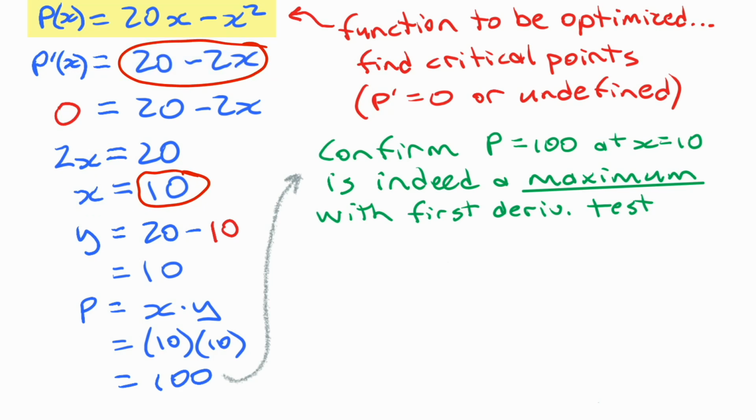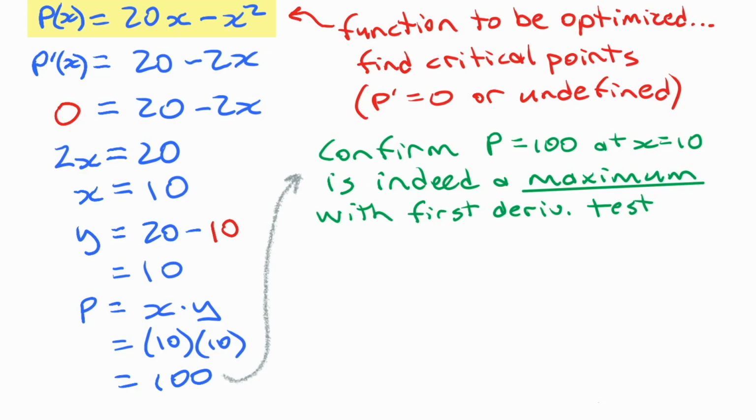You could put a 9 in here. 20 times 2 times 9 is a positive number. So you know it's going up on that side of 10, and then you could put a number on the right side of 10, 11, right? If you put 11 in there, you get a negative number. So downhill, so you know it changes from up to down, the derivative, so it is indeed a maximum.